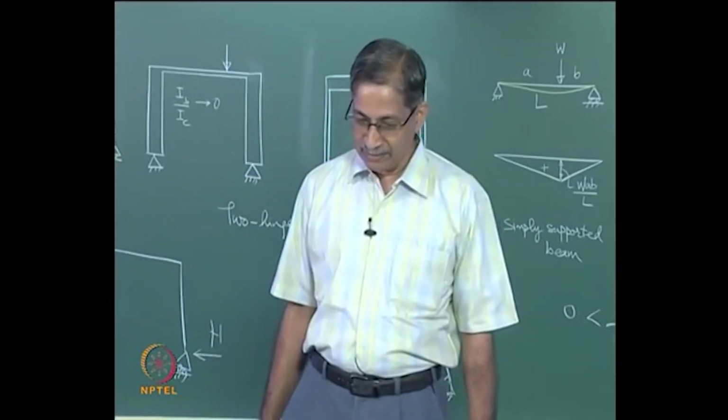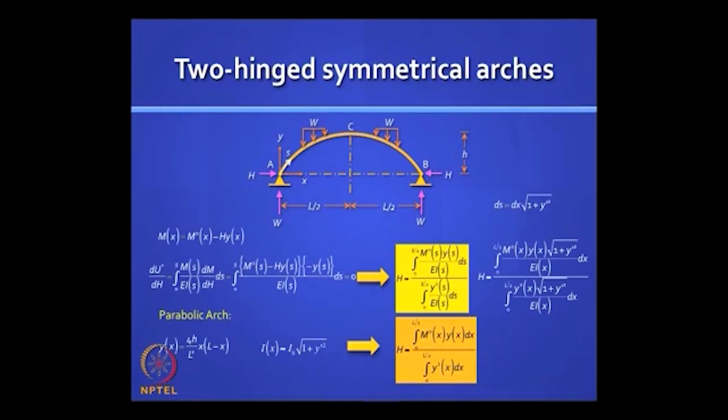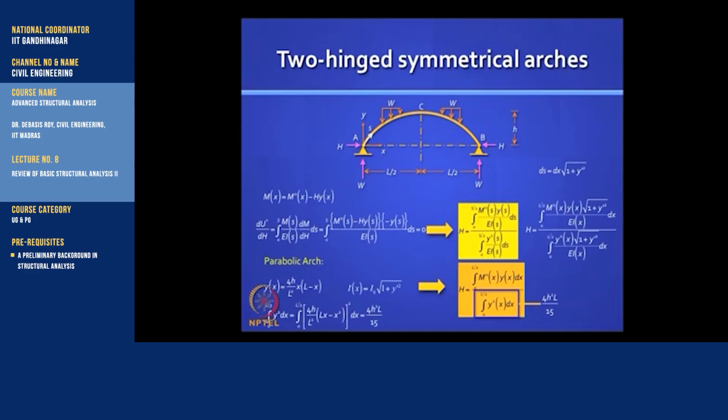Integral of y squared dx from 0 to L by 2, this denominator is a constant which you can remember, because y is this, there you are, 4h squared L by 15. That is an easy integration to do. So remember that and you are ready to solve arches.